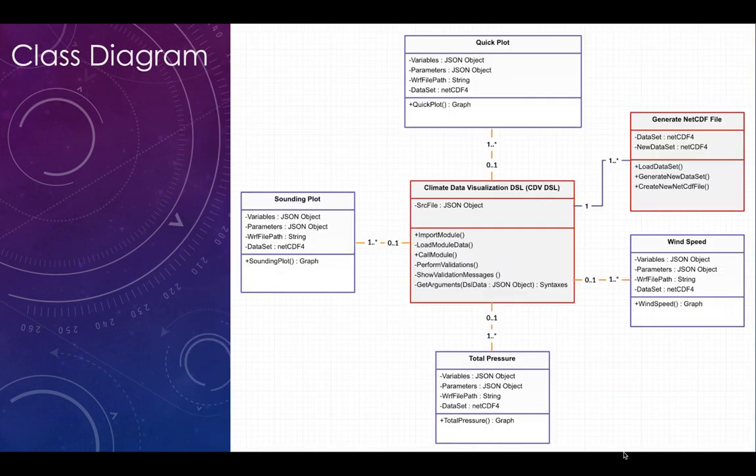So this is a class diagram. It's a simple diagram. The main thing is the climate data visualization DSL class, and that contains several methods: import module, load module data, call module, perform validations, show validation messages, get arguments. The rest of the class diagrams are the same, only the methods change.